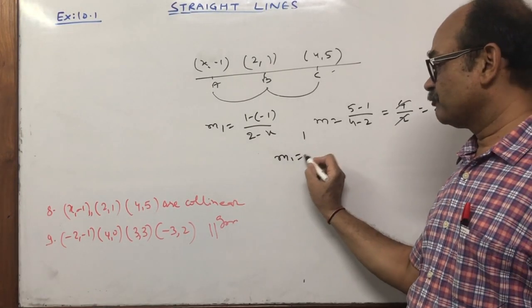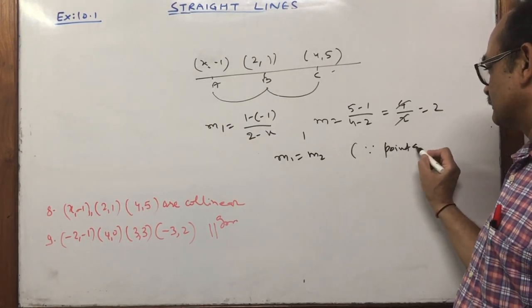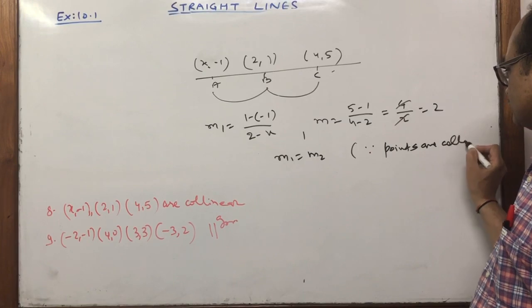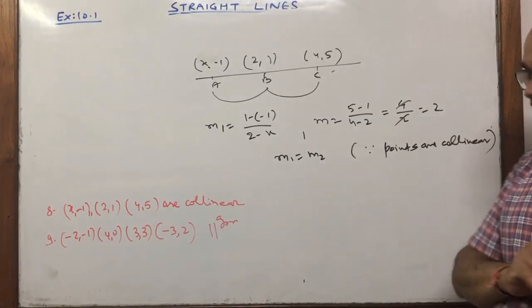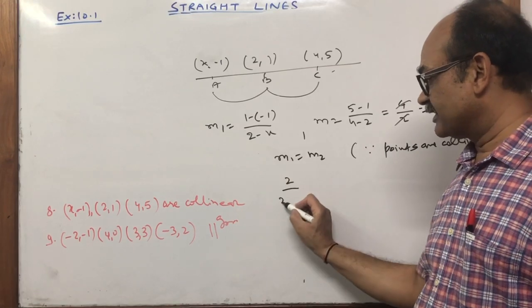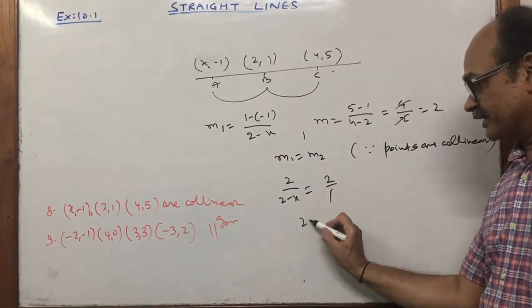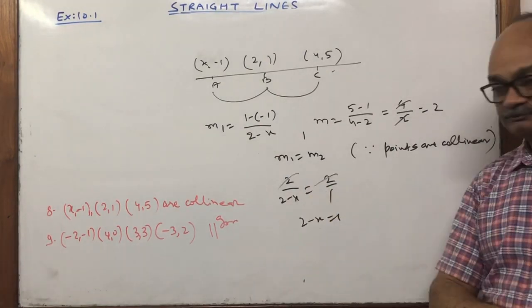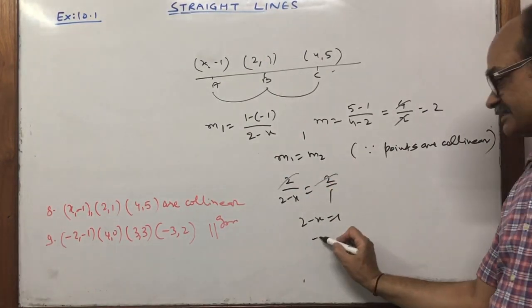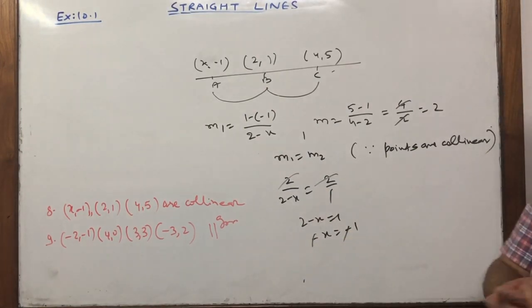Comparing M1 equal to M2, since the points are collinear. Correct? Compare: 2 minus x equals 2 by 1. So 2 minus x equals 1, x equals minus of minus 1, hence x equals 1.